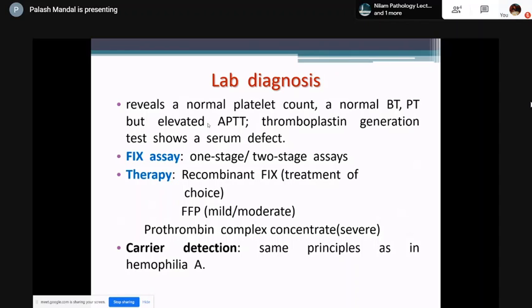So this is actually a factor 9 assay. So there is a one stage assay, almost the same thing. Therapy is similar, that is you have to supplement the person with factor 9 concentrate. Carrier detection is also the same as hemophilia. So the prototype disease of this particular category is hemophilia A, and if you remember hemophilia A, you can definitely write hemophilia B if it at all comes in your examination.